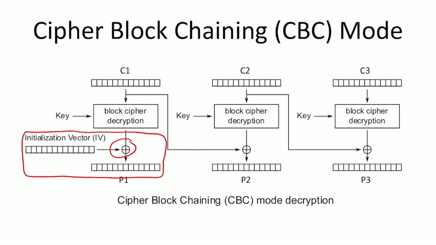And so again, because there is no ciphertext block to XOR with the first plaintext block, we are going to use this initialization vector. And this is the same initialization vector that we used in encryption. And then for block 2, once we do the decryption, we are going to chain the output with the previous ciphertext block, and so on.